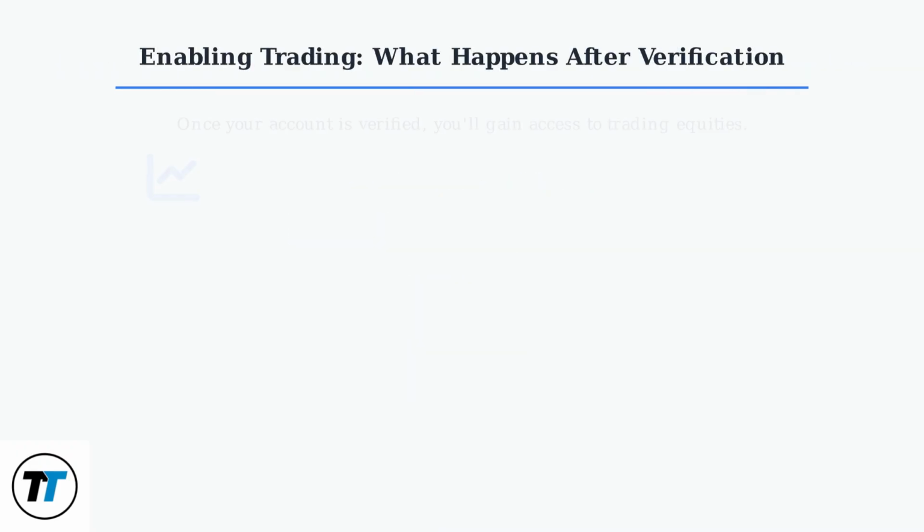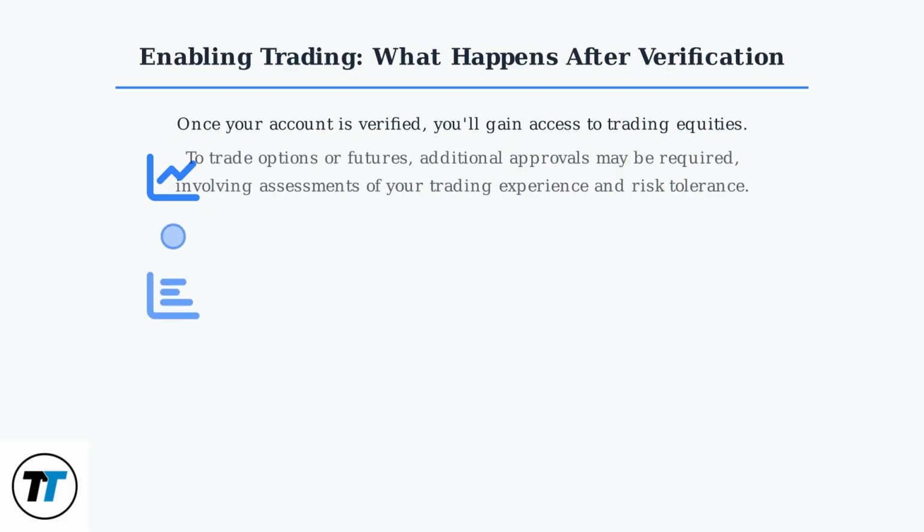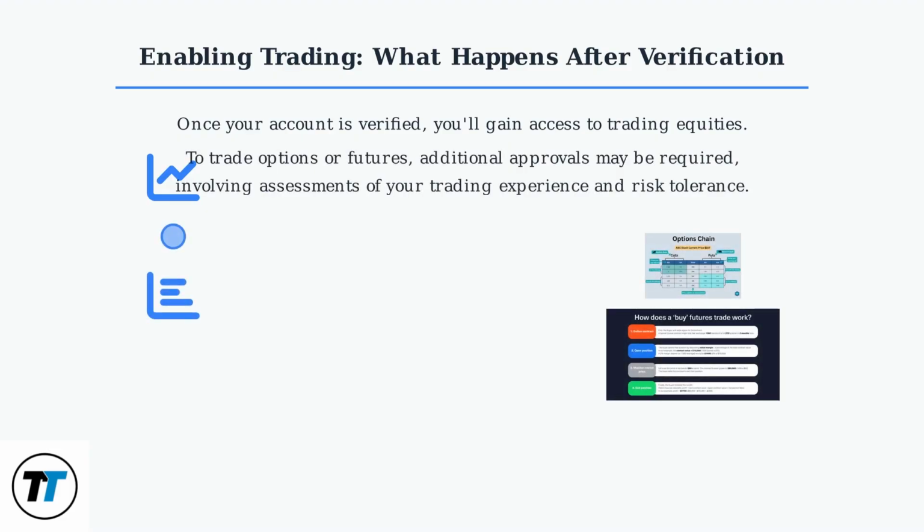Once your E-Trade account is verified, you'll gain immediate access to trading equities, allowing you to buy and sell stocks through the platform. For more advanced trading like options or futures, additional approvals are typically required. These involve detailed assessments of your trading experience, financial background, and risk tolerance to ensure you're prepared for these complex instruments.